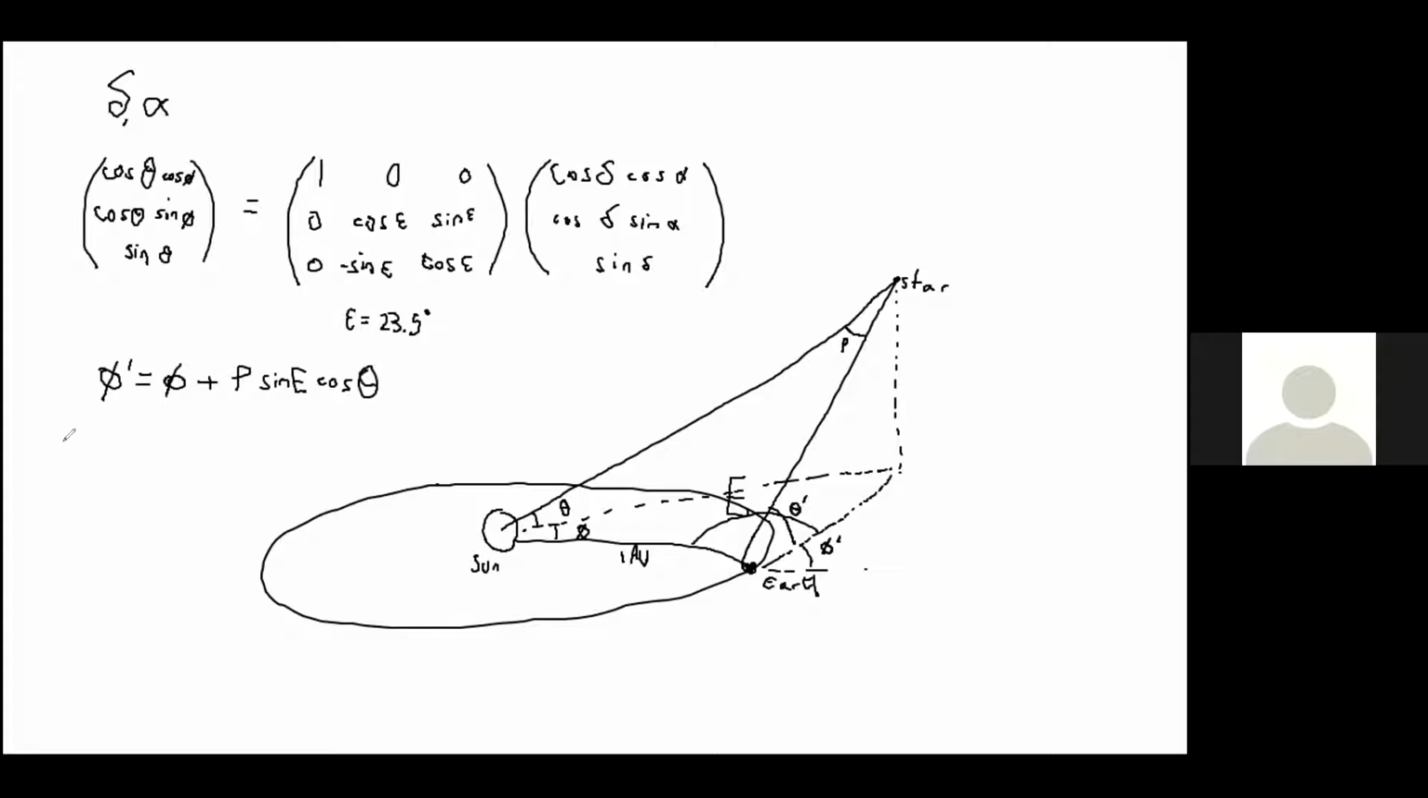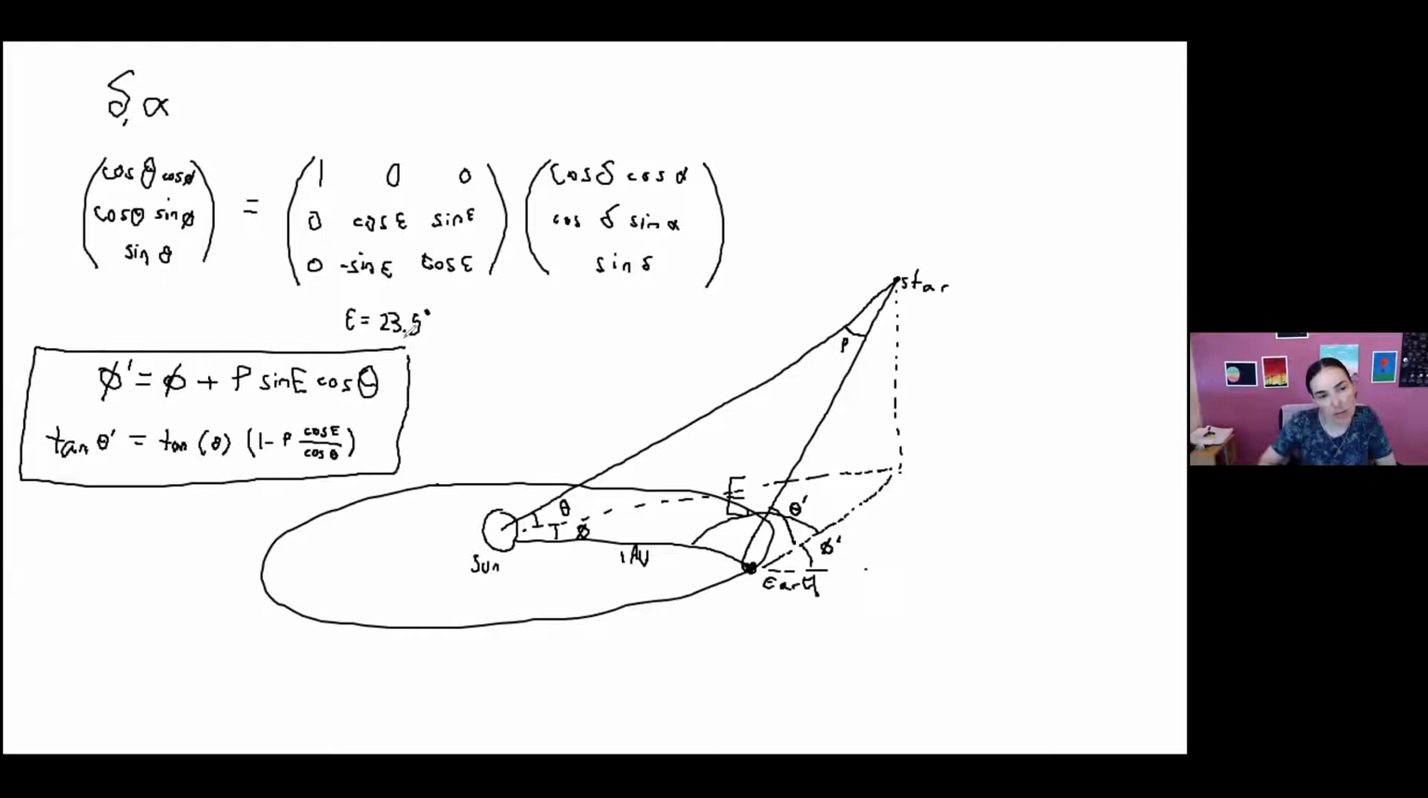And for theta prime, the formula is a bit more complicated. The formula I actually have is in terms of tangent: tangent of theta prime equals tangent of theta times, outside the parentheses, 1 minus P cosine of E, divided by cosine of theta. So do you guys see those?